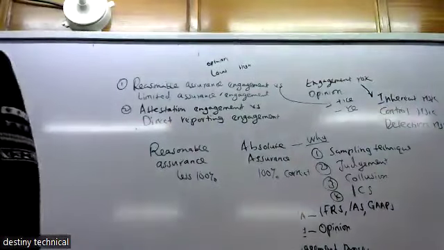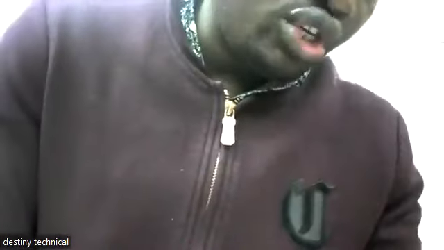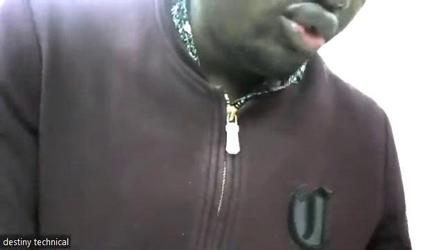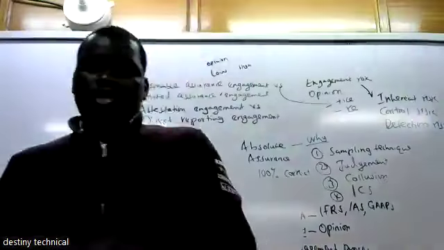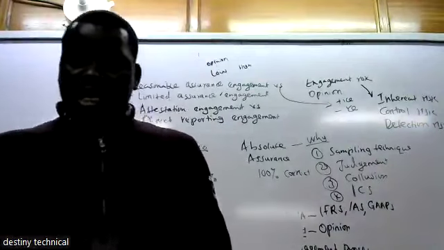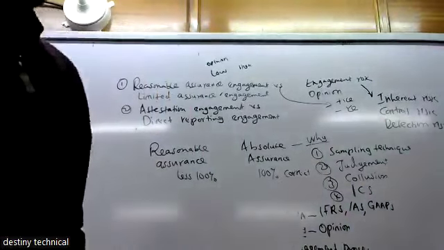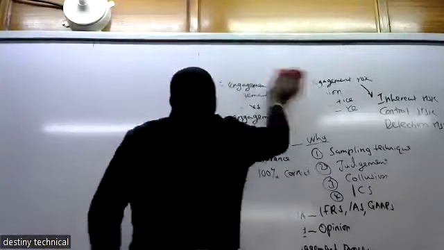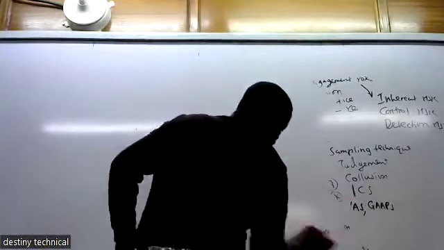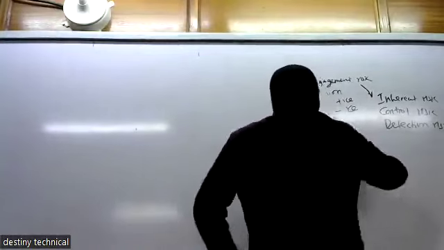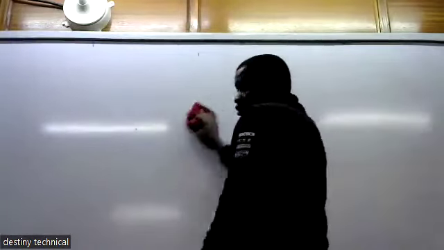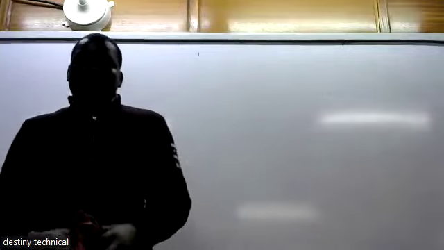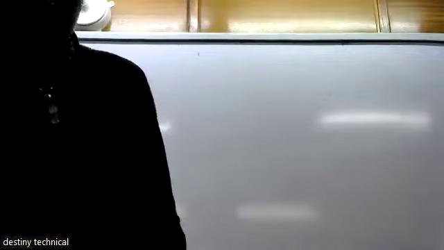So we can now move on to the second topic, the second chapter. Topic number 2 is assurance and non-assurance engagements.